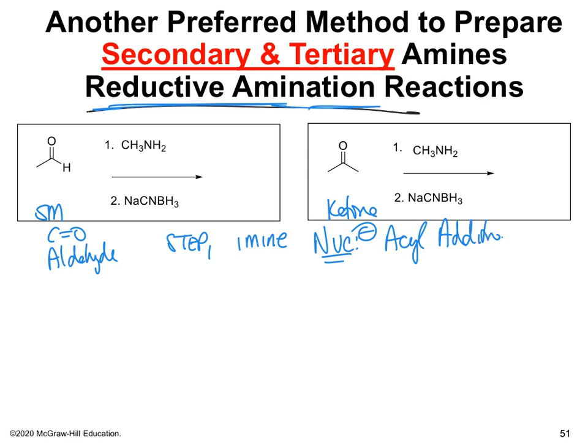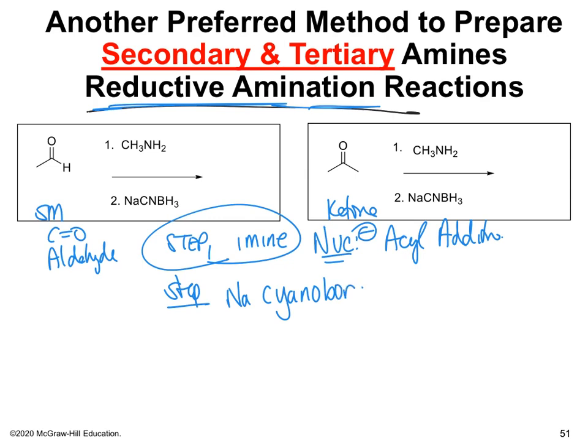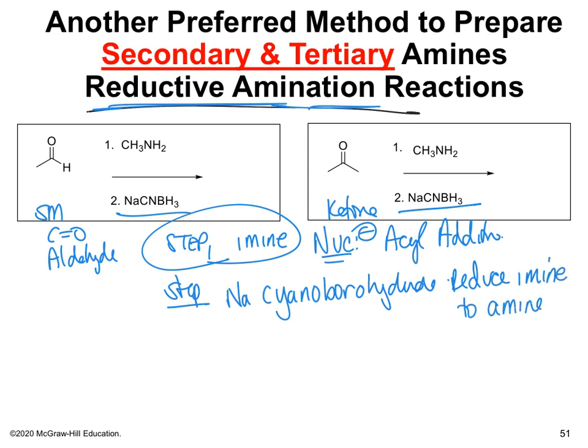And then once you form the imine, then step two, you use kind of a weaker reducing agent, not sodium borohydride, you can, but this one is sodium cyanoborohydride. Okay, so see the sodium cyanoborohydride. You use that to reduce the imine to an amine. So let's look at this.